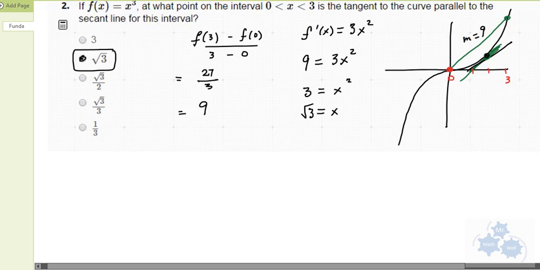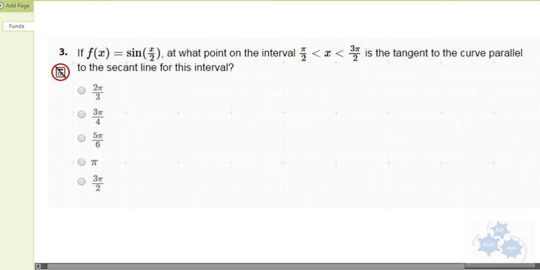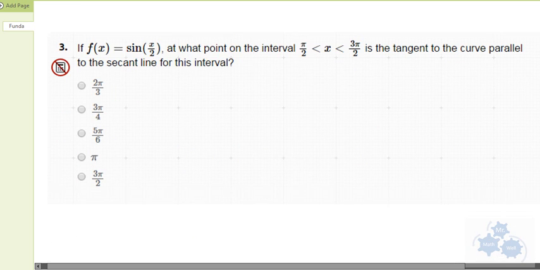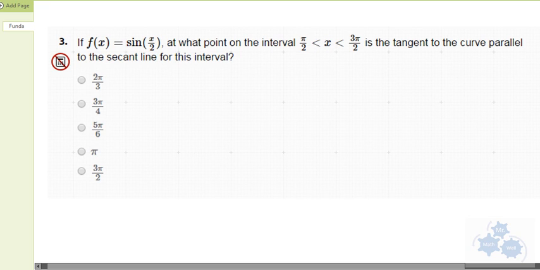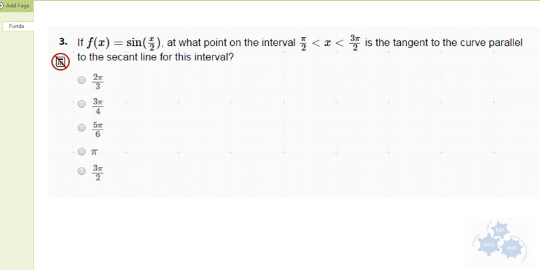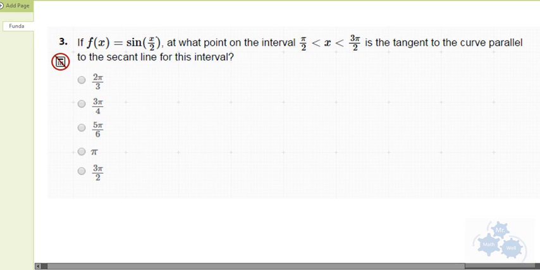All right, let's go on to example 3. This one would probably be one of the tougher ones, I would say. Just got to think about a couple extra little things here. Dealing with sine. So this question says, if f of x equals sine of x over 2, and yes, that's an x, it's not a pi. That's an x, okay?